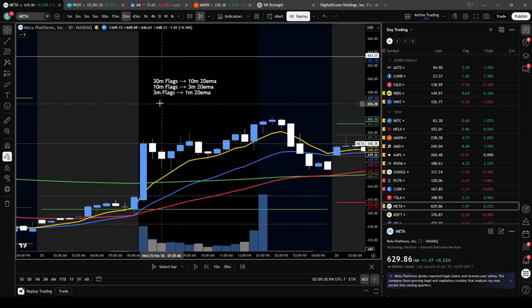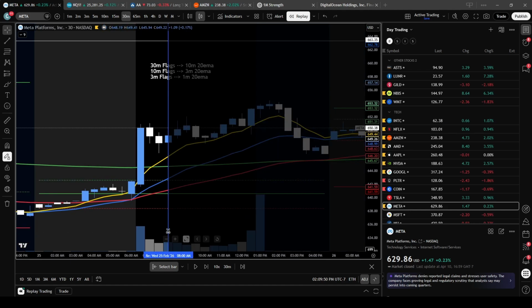So for 30-minute flags, we're going to be using the 10-minute 20 EMA. For 10-minute flags, we're going to be using the 3-minute 20 EMA. And for 3-minute flags, you're going to be using the 1-minute 20 EMA. If you're not comfortable trading 10 and 30-minute flags, do not trade 3-minute flags. You're going to get cooked.